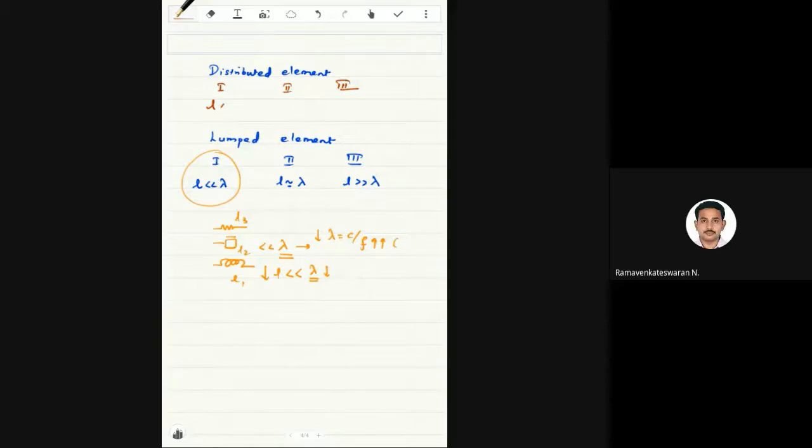Actually, naturally it is very less than lambda, or L is comparable to the lambda, or L is greater than lambda. So which are the cases for distributed elements? Distributed elements, I'll tell you, is basically where the impedance is going to vary. The voltage and current, or impedance, is going to vary. Phase also is going to vary.